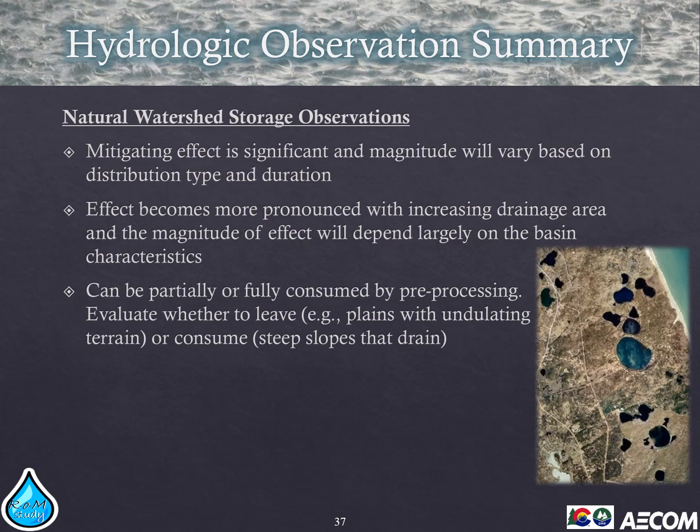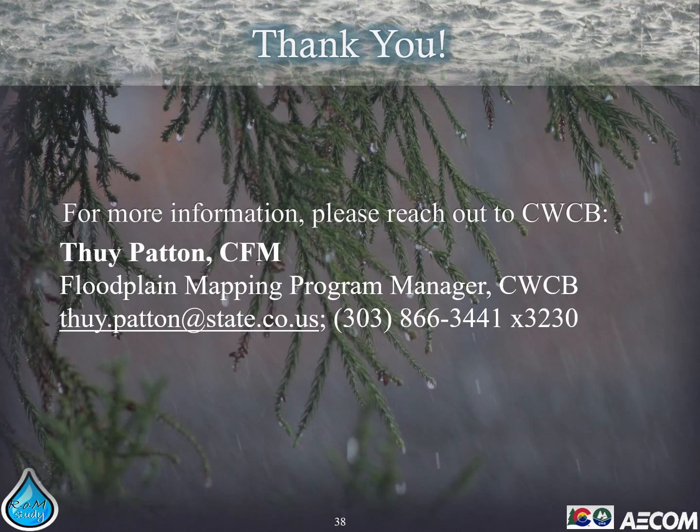You can consume that with a restart file or even with pre-processing by actually adjusting the terrain itself. But that decision to evaluate it, whether to leave it in or to consume it, should be based on the terrain. So for example, plains with undulating terrain are what's shown here on the right. These are glacial kettles. You wouldn't see that in Colorado, but if you have that, you would leave it in. Whereas if you have steep slopes that should drain and are connected, you would want to address this issue. And in the end, this could be something that you address as part of calibrating your model and making sure to match your observed discharges.